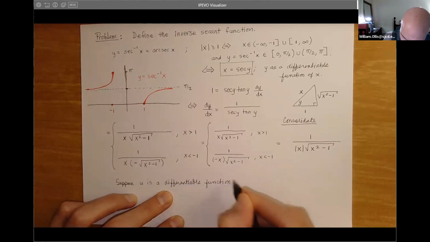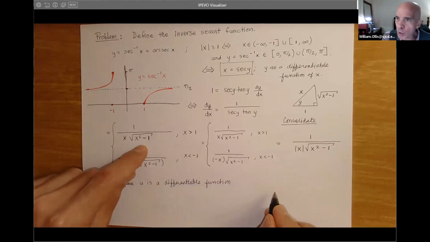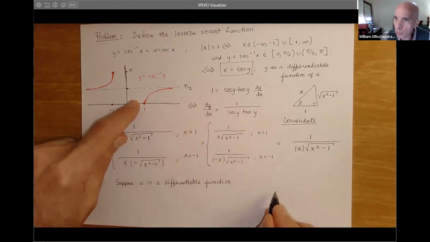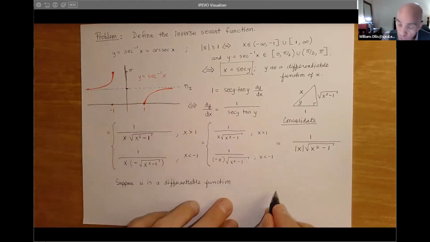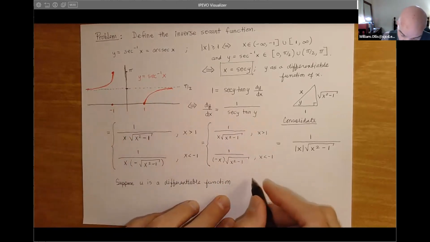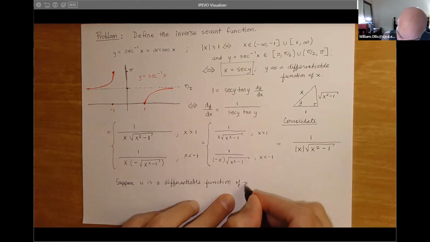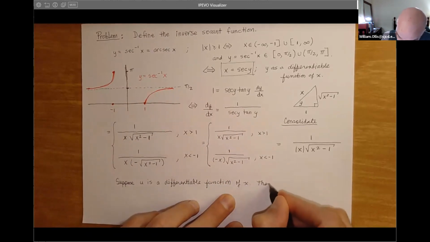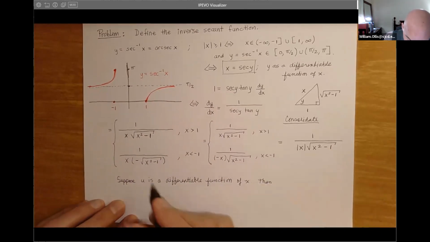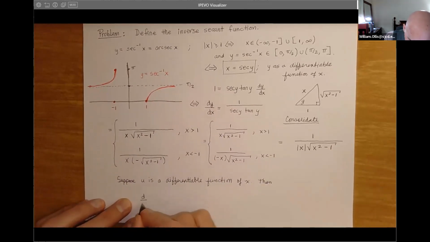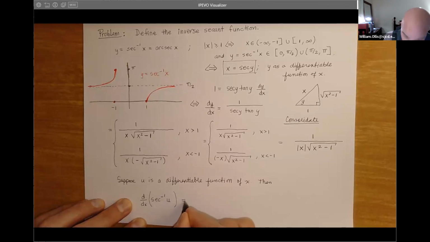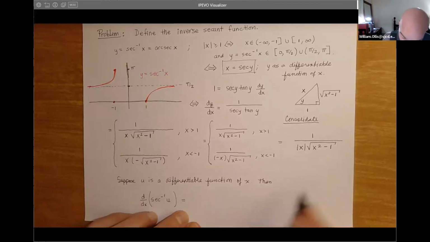Again, this is a little bit particular, but not overly difficult when you think about the way we define these functions, always keeping track of the signs. Suppose u is a differentiable function of x. Then we can take what we derived here and just say that the derivative of the inverse secant or arc secant of u can now be written with the chain rule extension.